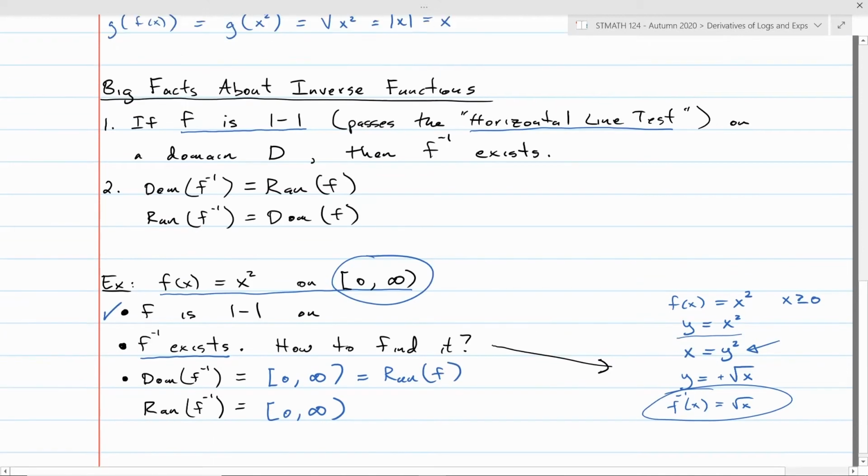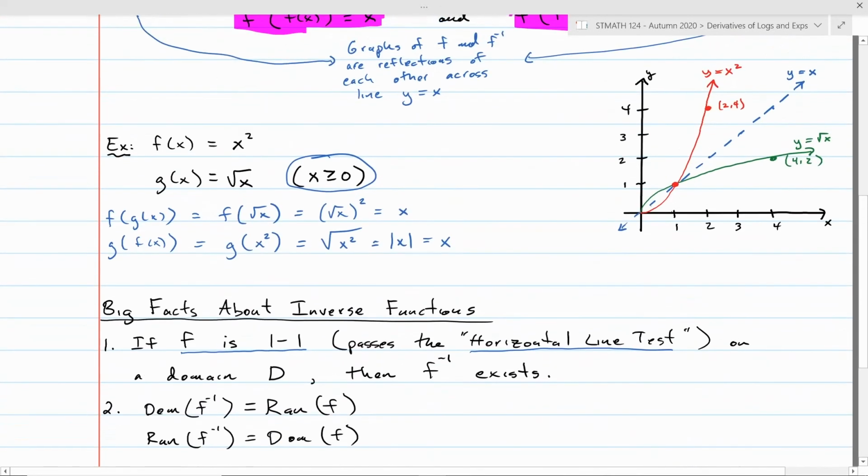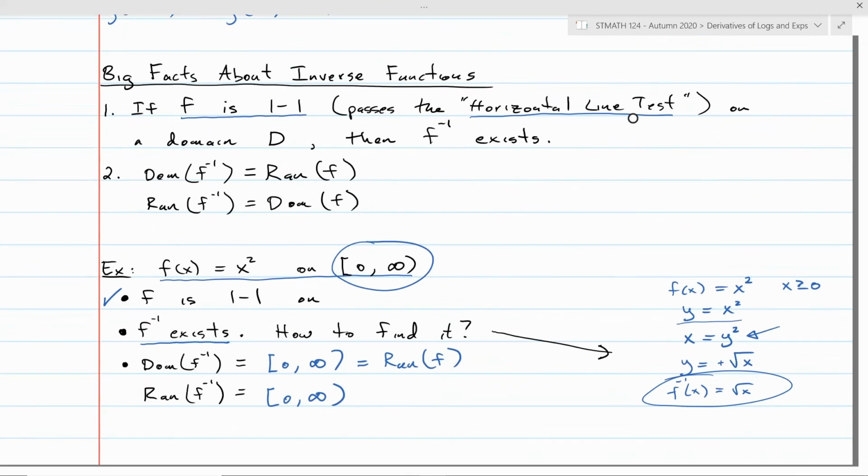And I can look up here at the red graph and see that the range of that function was 0 to infinity. Those are the y values on that graph. And I can also see that the range of my inverse function is 0 to infinity, which is actually the domain of the original function f.